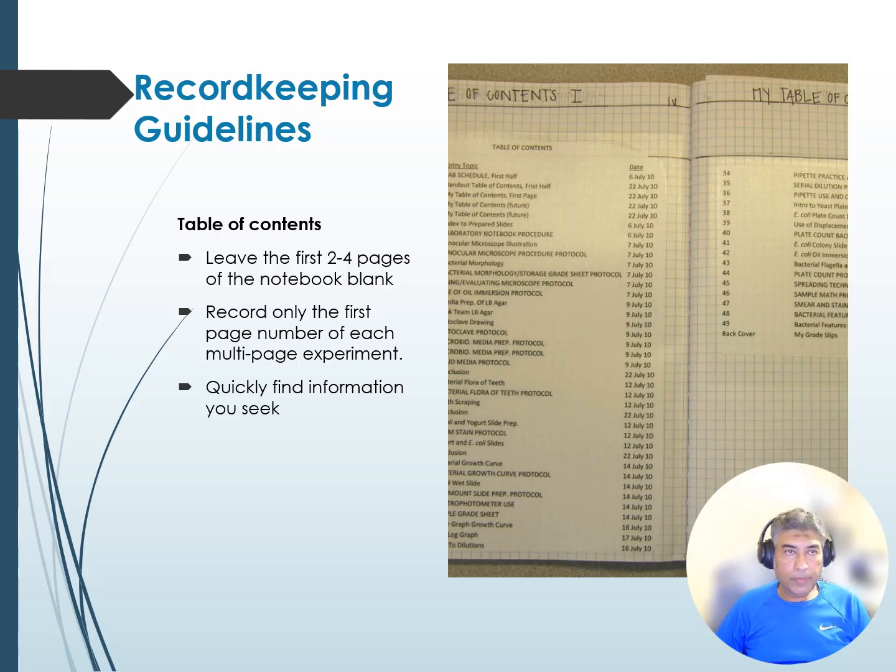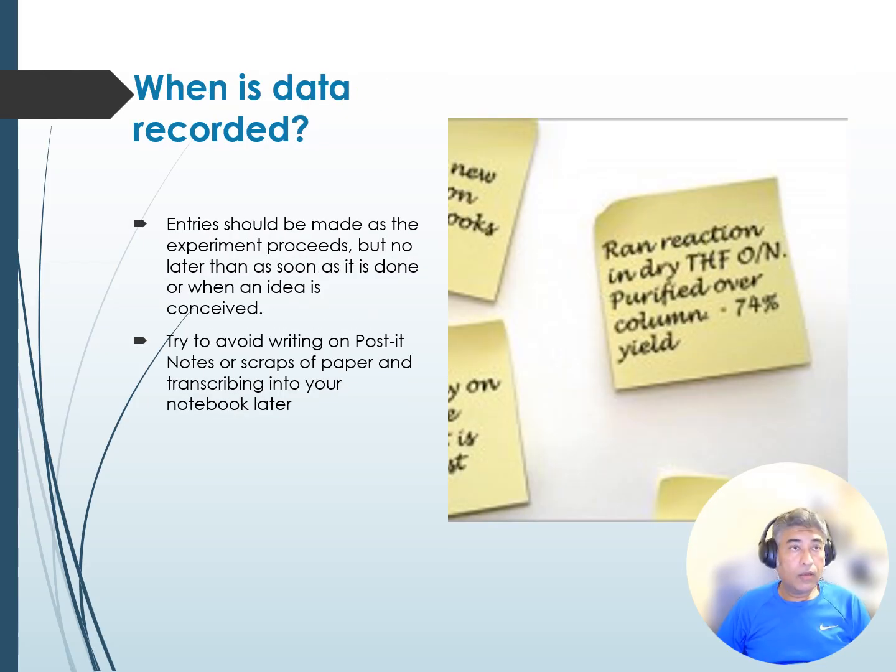So there are certain record keeping guidelines. We should make a table of contents. Leave the first 2 to 4 pages of the notebook blank. Record only the first page number of each multi-page experiment, so you can quickly find the information you seek. When is data recorded? Entries should be made as the experimental process proceeds, no later than as soon as it is done or when an idea is conceived. Try to avoid writing on post-it notes or scraps of paper and transcribing into your notebook later.